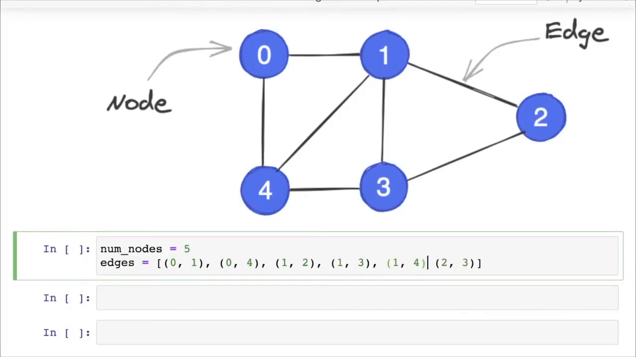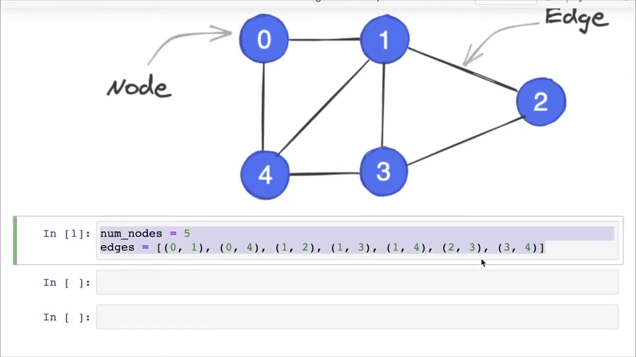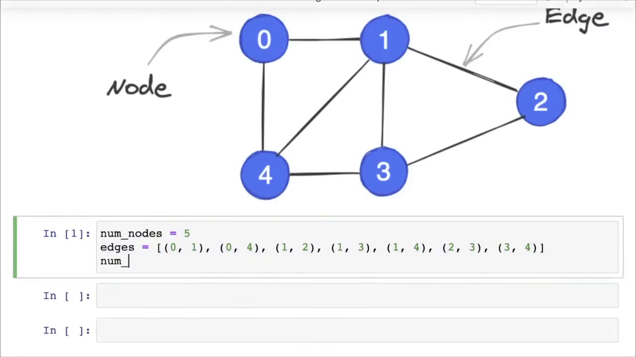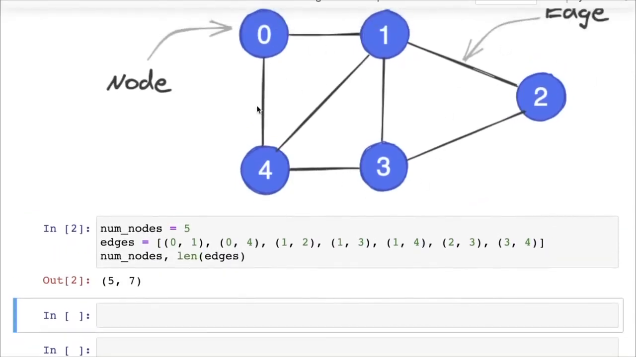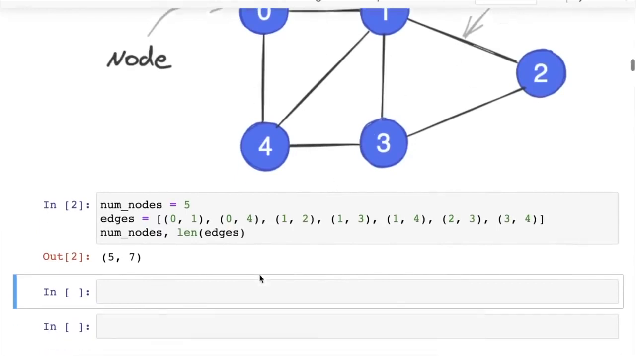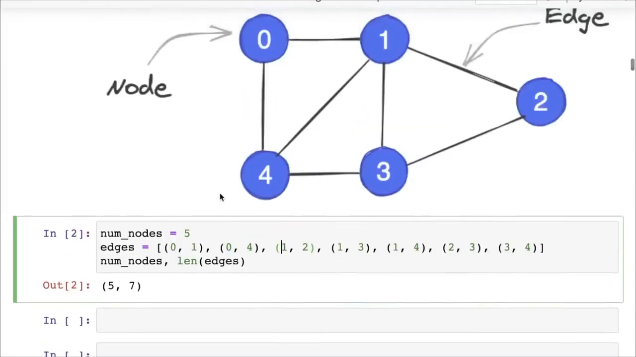Great. And then finally, we have 3, 4. Okay. So this is how we represent this data structure. What we've drawn here is now represented in code using these two variables. And we can check here if we simply print the number of nodes and the length of edges, we can verify if this is roughly correct. So you see we have 5 nodes and we have 1, 2, 3, 4, 5, 6, 7 edges. Okay, seems right to me. There may be a mistake here, but roughly we have set things up correctly. Okay.